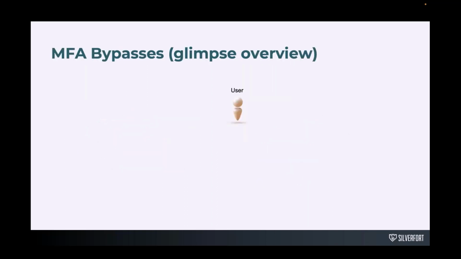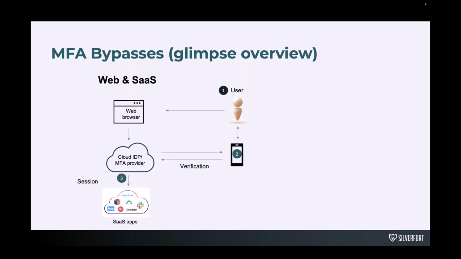So again, we won't really deep dive into bypasses, but let's get an overview. I like to divide it into two parts: the web and SaaS. In the web world, the MFA cycle will always involve the web browser. As a user, you provide your credentials to the browser, and the browser forwards them to the MFA provider, which is usually integrated or works closely with the cloud IDP. Then either one of them will prompt the MFA. Let's assume it's on your cell phone and not something more sophisticated, and then you verify. Then the cloud IDP will enable you access to the organizational app.